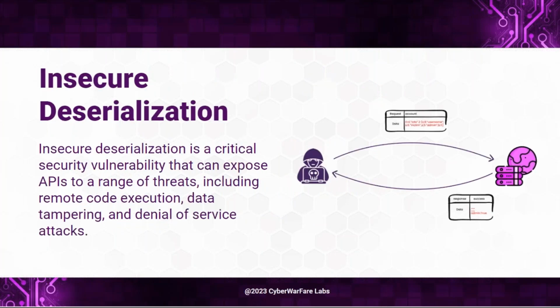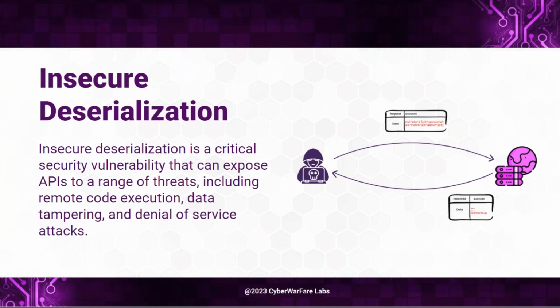Next, we have insecure deserialization. In the context of APIs, insecure deserialization is a significant security vulnerability where attackers manipulate serialized data to execute arbitrary code on a server. Break it down. It has two parts in how the deserialization happens.